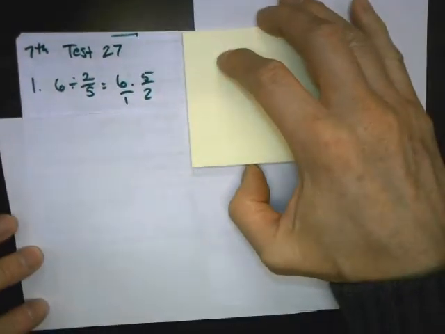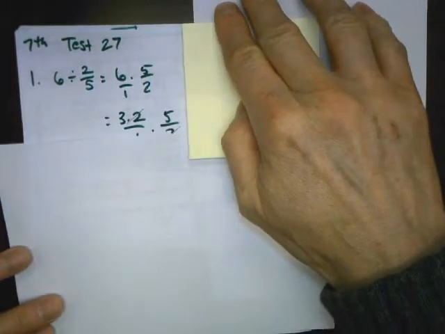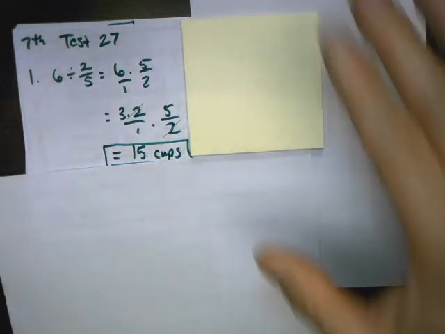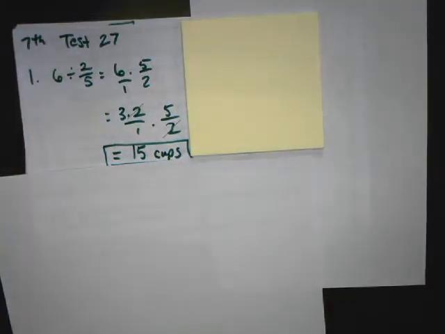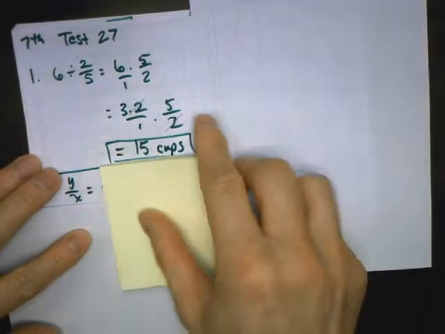How do we divide by fractions? We multiply by the reciprocal. We flip that fraction upside down, do our factor trees, cross out our ones, and we know that it's 15 cups of water for every 1 cup of bleach. Number 2.